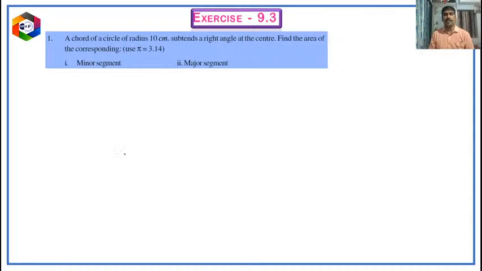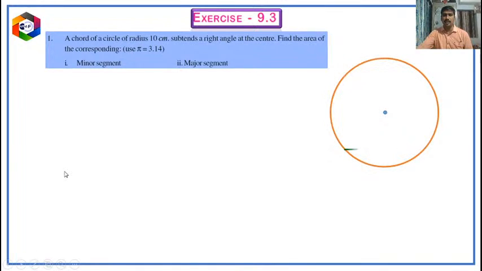A chord of a circle of 10 cm subtends a right angle at the center. Find the area of the corresponding segment. This is simple in terms of calculation. Let us observe, this is the center of the circle and this is the circle, and this is the chord which subtends a right angle at the center.